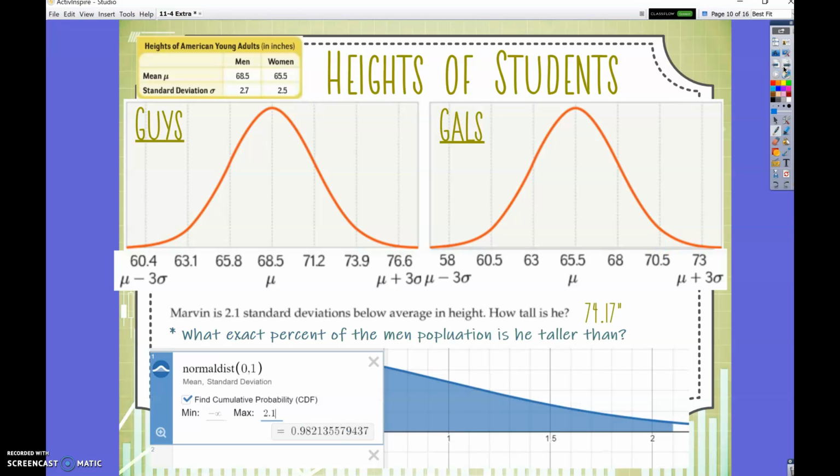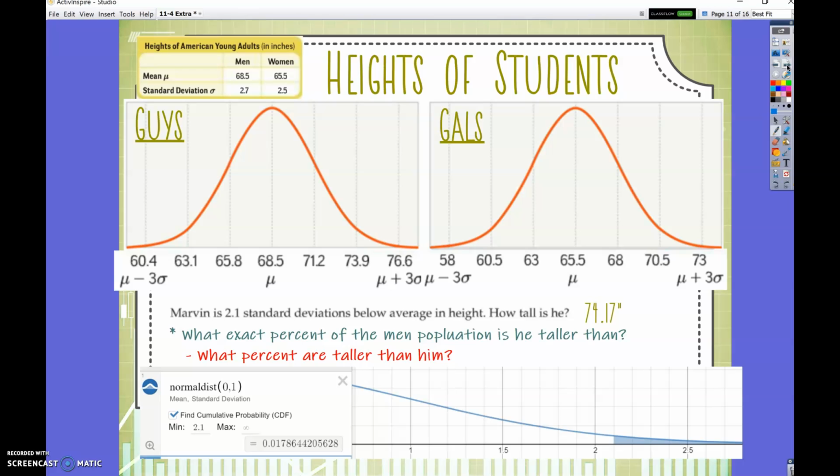You could do the same thing here. I have Marvin. Remember in the beginning, Marvin is 2.1 standard deviations. That means he was right here. All you have to do, you don't have to figure out how tall he is. Yes, I give you that, but we care about his z-score, his standard deviation. I type in my 2.1 on Desmos. It tells me he is taller than 98% of the males his age.